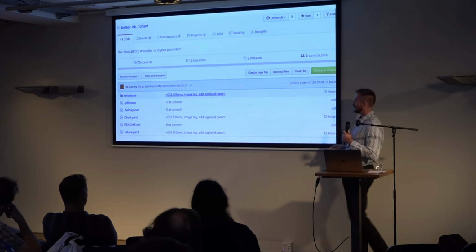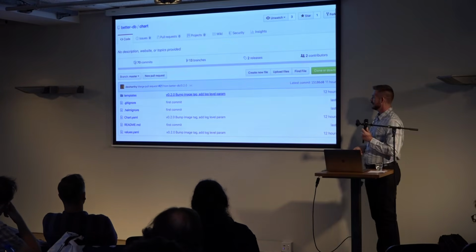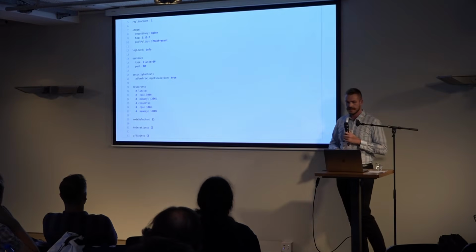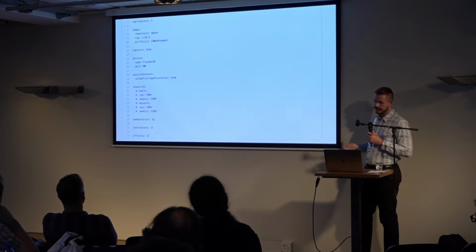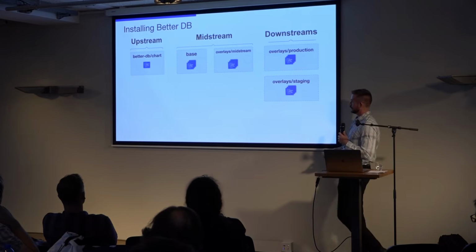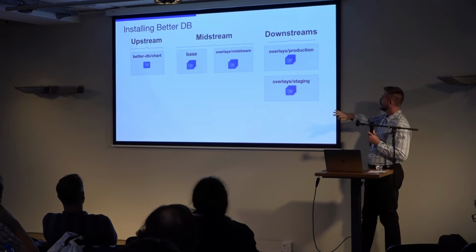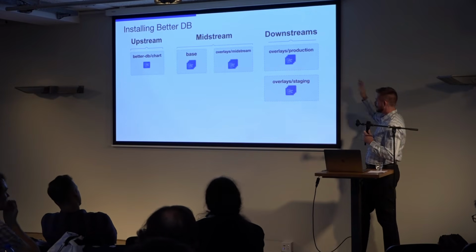We're going to install an app called BetterDB. This is a very small app, and super simple. It's not actually a database. It's got a small values file. And so we're going to have the upstream, which is the chart. We're going to have a midstream, which is our core config. And then we'll have two downstreams. We'll have production and staging.